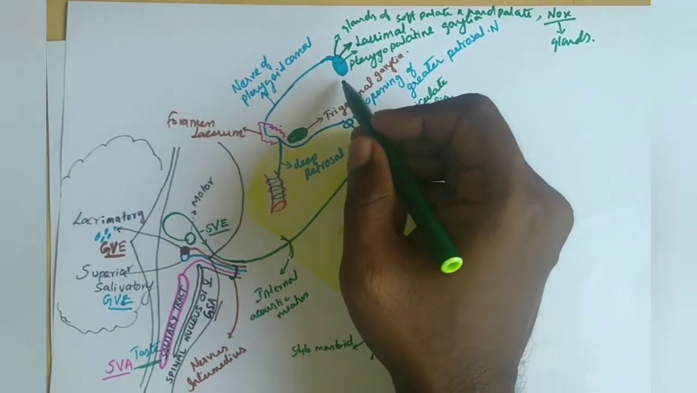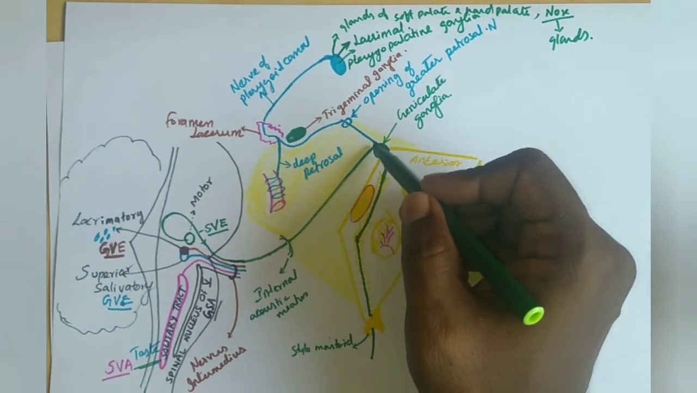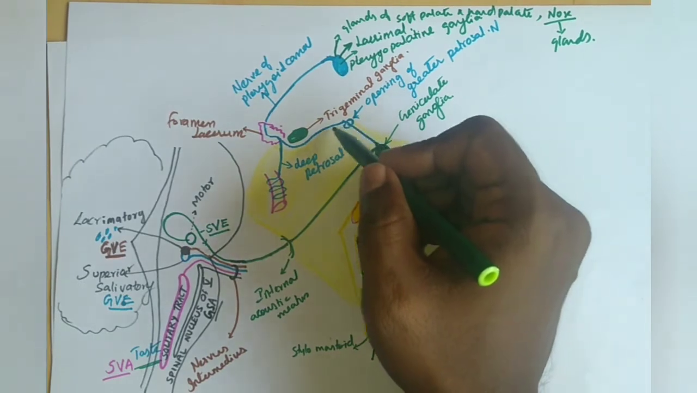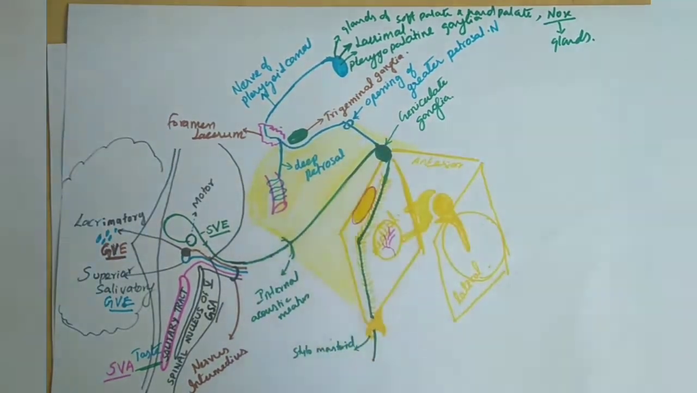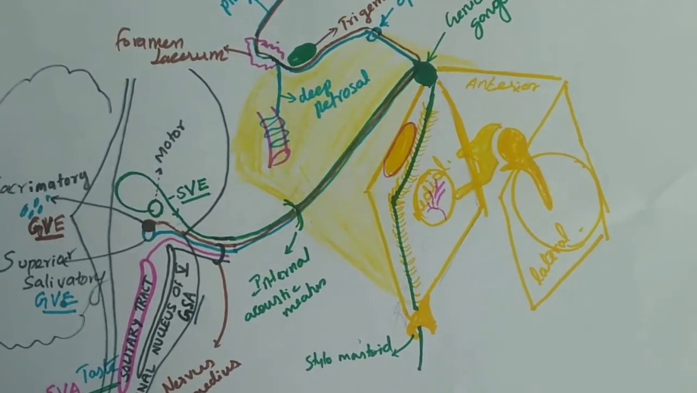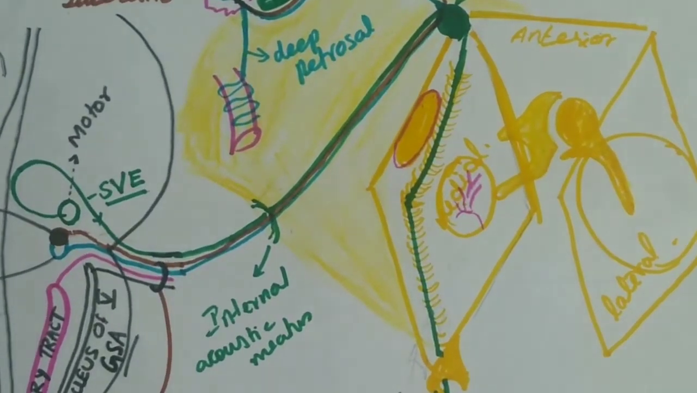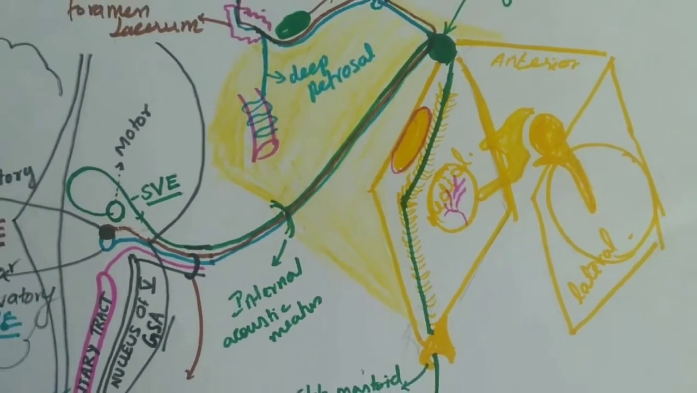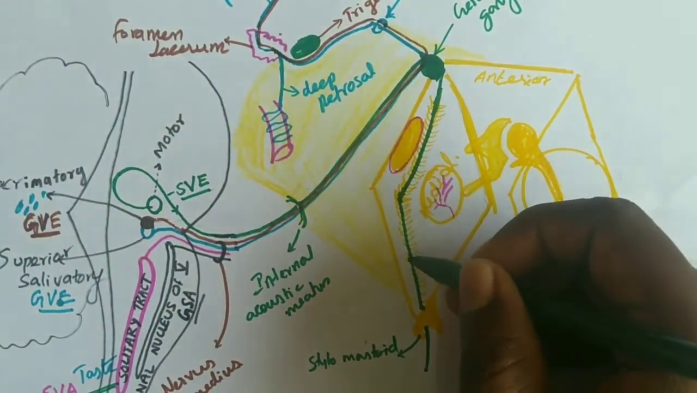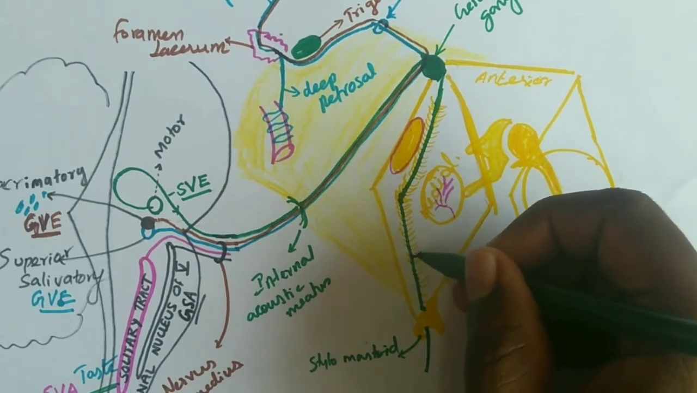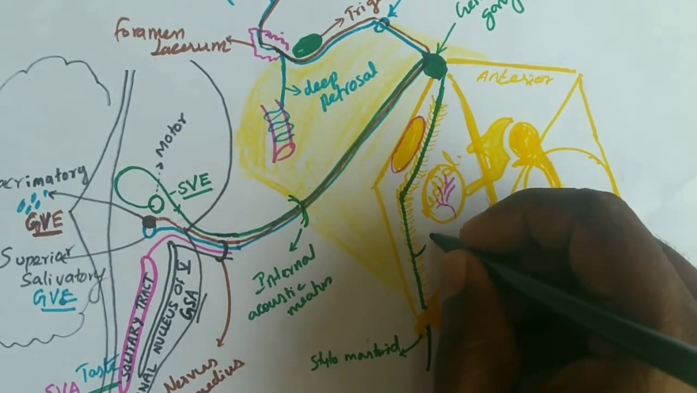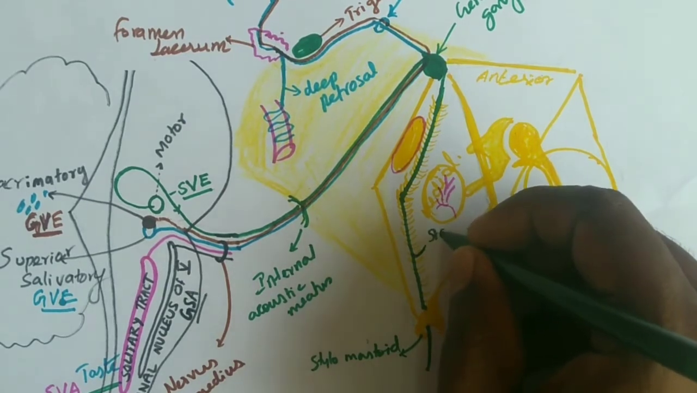This is about the greater petrosal nerve. We'll study the second branch. Next, let's study the branches which emerge inside the middle ear. If you see, this is the facial canal. In the descending part of the facial canal, a small motor branch emerges to supply the stapedius muscle.